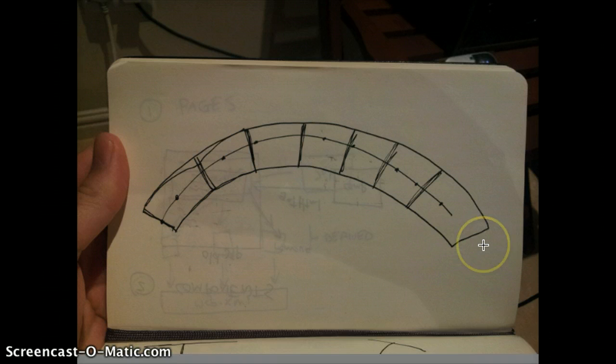But there's tons of ways we could do paths. We could do it with an equation. We could do it with just a fixed set of values.